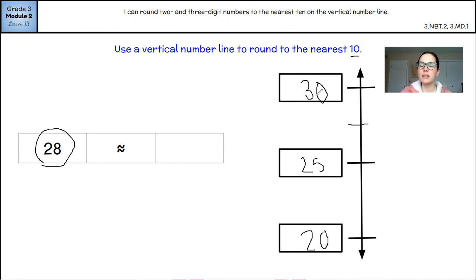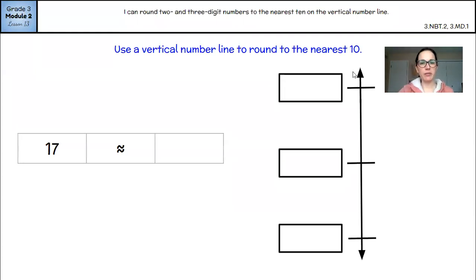Think to yourself right now, what is the rule? The rule is if you are at the halfway point or above, the number rounds up to that nearest 10. If you are below the halfway point, your number rounds down. If you want to think of the riddle, 5 through 9 climbs the vine, 0 through 4 stays on the floor. This ends in an 8, and it is definitely past the halfway point. So 28 rounds up to 30.